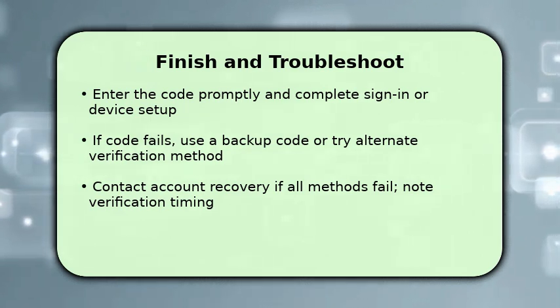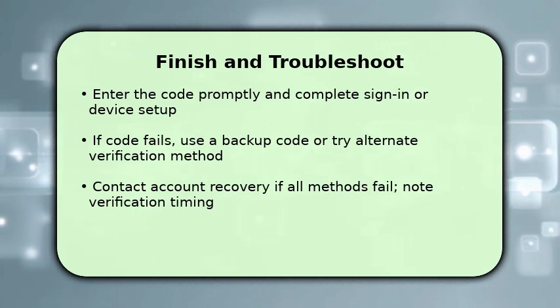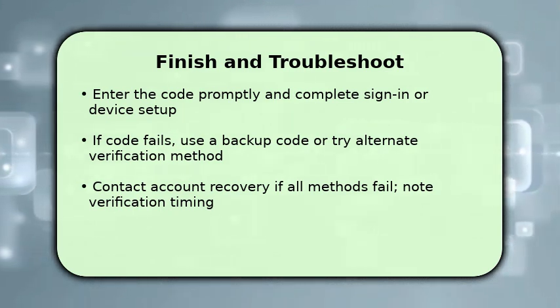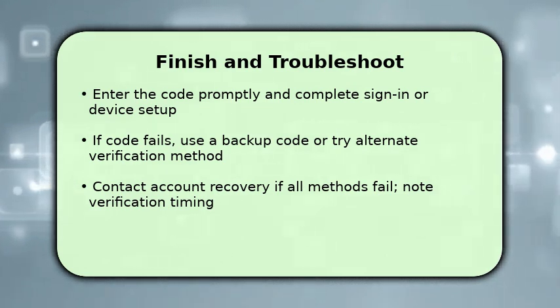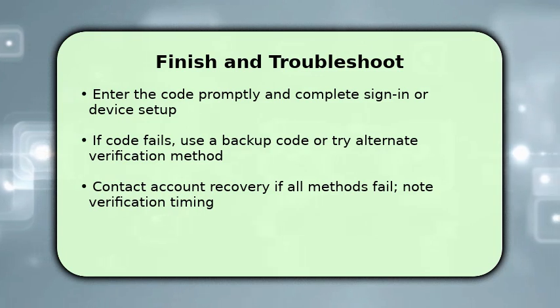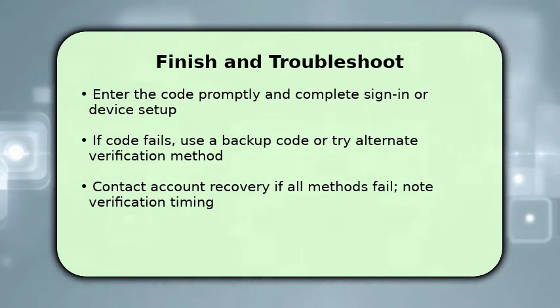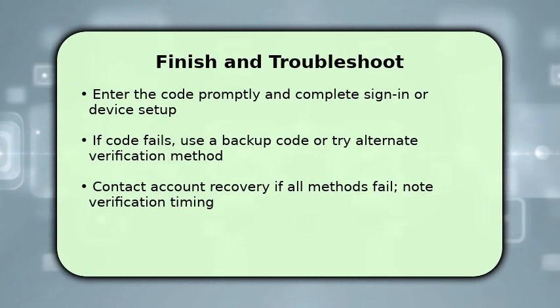Try a backup code, request a new code, or switch to your recovery email or phone call option. If none work, use Google's account recovery flow and prepare account details beforehand. One key tip: check device time settings. Incorrect clock can break authenticator codes, so sync time automatically.